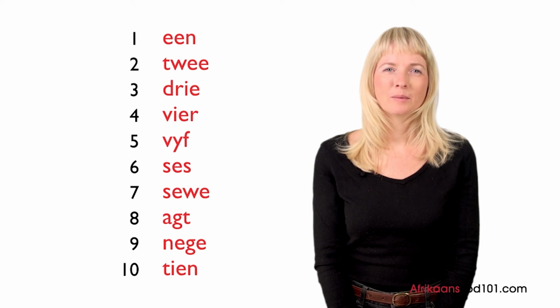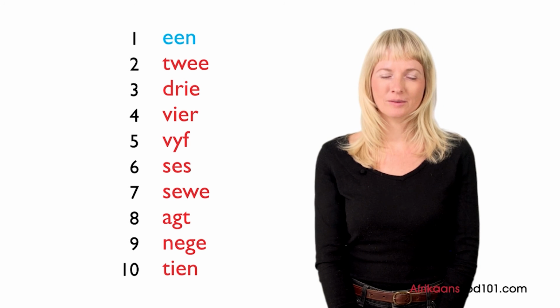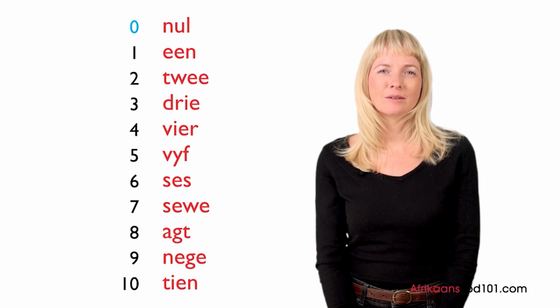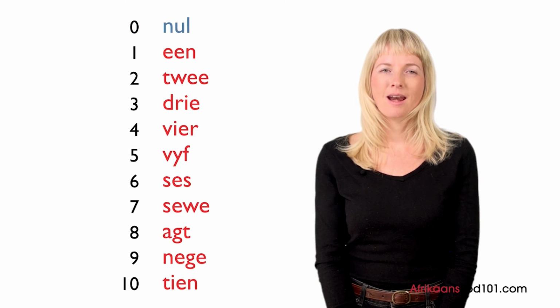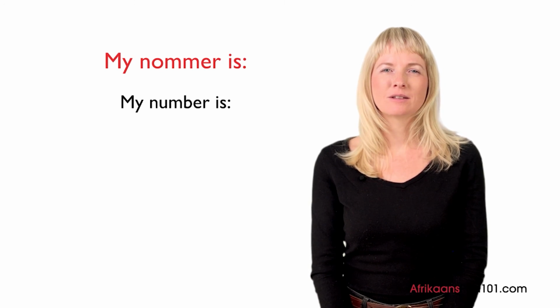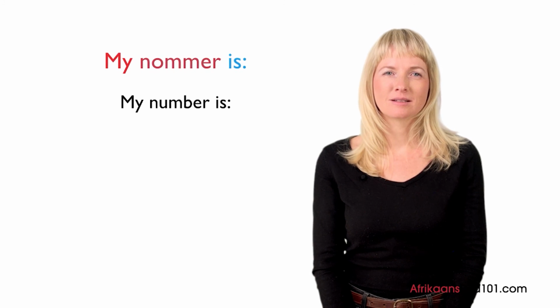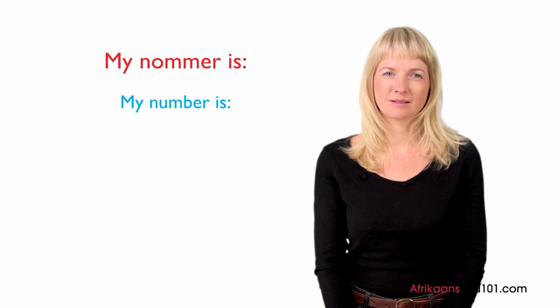Great job! What is before een, do you know? The Afrikaans word for 0 is nul. Nul. Now you don't have any more excuses. You can give your friends your cell phone number in Afrikaans. Let's try it together. We'll use the phrase my nommer is, which means my number is.